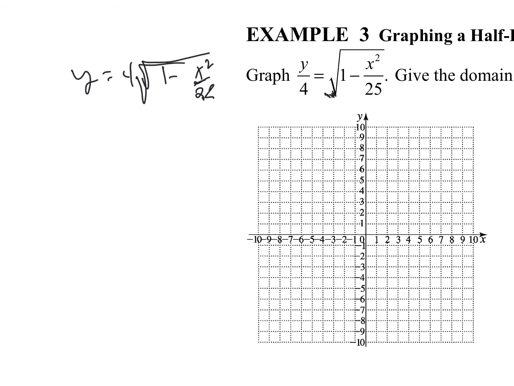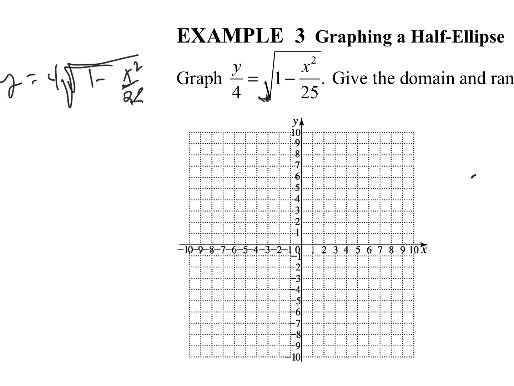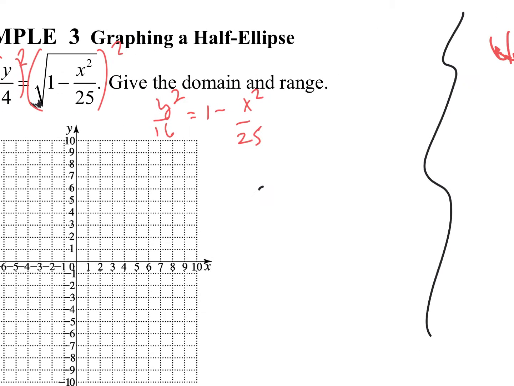But this is sort of confusing. So if I'm going to do it by hand, I will square both sides to get rid of that square root. So what am I looking at? I'm really looking at y squared over 16 equals 1 minus x squared over 25. Do you see where I'm going with it? Move the x squared over 25 over to the left, plus the y squared over 16 equals 1. Okay, this is easy to graph.